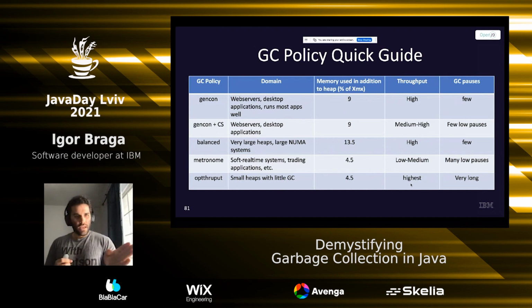And you can see here, Throughput has the highest throughput because it doesn't have write barriers and doesn't have read barriers. But on the other hand, it has longer pauses. On the other hand, you have GenCon CS, which has fewer pauses, but because of read and write barriers, there's a penalty on throughput. So there's always a trade-off here.